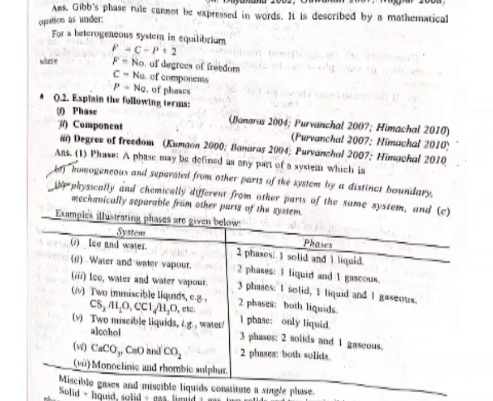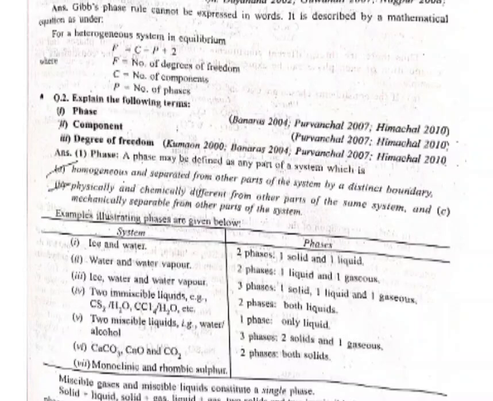The Gibbs phase rule can be expressed by the mathematical equation as under, for a heterogeneous system in equilibrium: F = C − P + 2, where F is the number of degrees of freedom, C is the number of components, and P is the number of phases. Next topic will be about the phase, component, and degree of freedom.